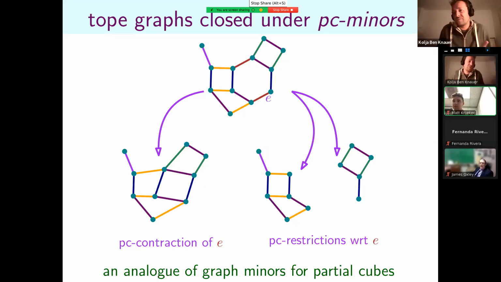So it's kind of an analog of graph minors, but for partial cubes. I mean, it's actually a special case of taking a graph minor, because one is contracting and the other is deleting. So you can wonder, if I have a class which is closed under minors, what are the exclusions? What are the minimal obstructions and things like that? So that's what we did.